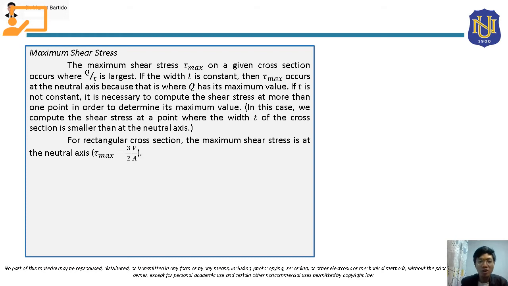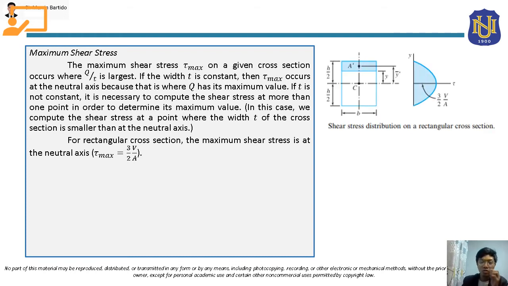Okay. So, class, for a rectangular cross-section, as I mentioned earlier, it is automatic, class, that the maximum shear stress is at the neutral axis. Okay? And actually, class, the shear stress at the neutral axis, the derived formula for that is 3/2 times V over A. Okay, wherein V, class, is the shear force acting on this section, and A is the cross-sectional area of the whole cross-section. Okay, so class, this is a derived formula already.